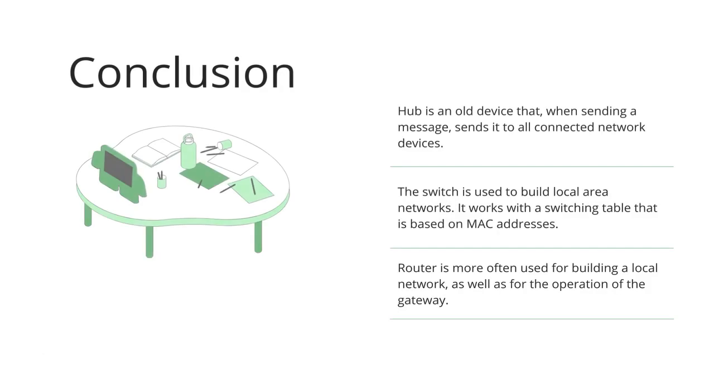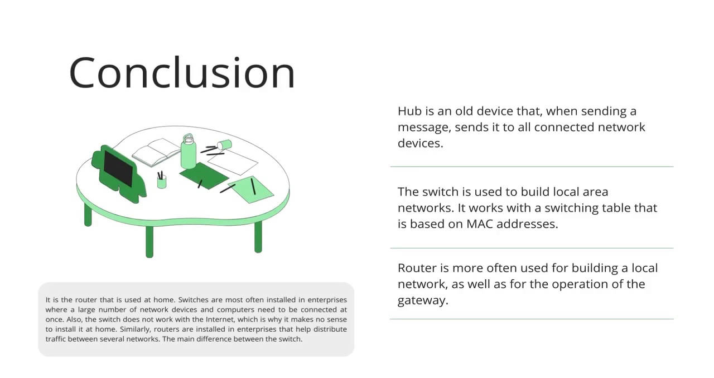Let's summarize. Hub is an old device that when sending a message, sends it to all connected network devices. It does not have any complicated configuration system and works primitively. The switch is used to build local area networks. It works with a switching table that is based on MAC addresses. It does not have a complex operating system, and the configuration is most often done through the console. It works at the channel level and communication is carried out using frames.